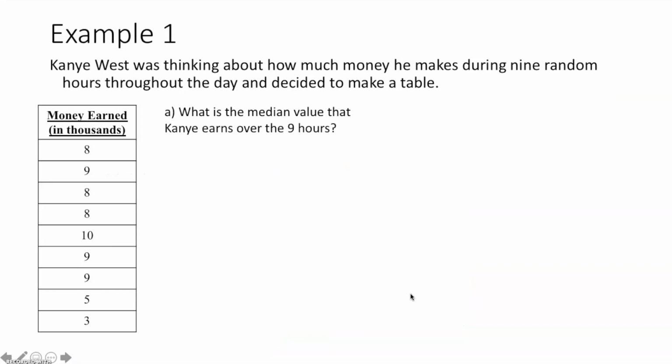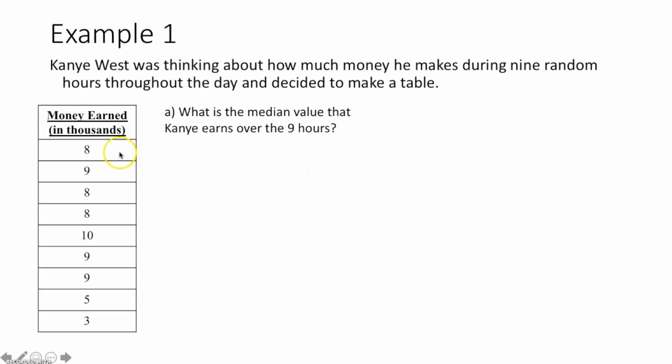Example time. So example 1 says Kanye West was thinking about how much money he makes during 9 random hours throughout the day and decided to make a table. That's over here. Part A says, what is the median value that Kanye earns over the 9 hours?